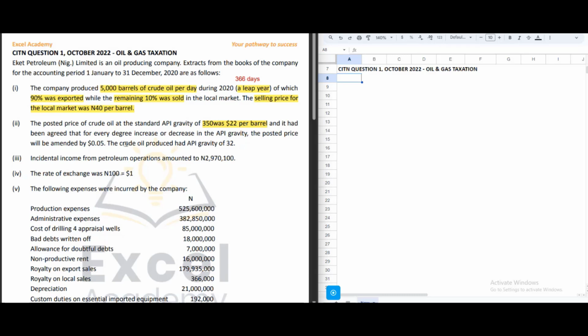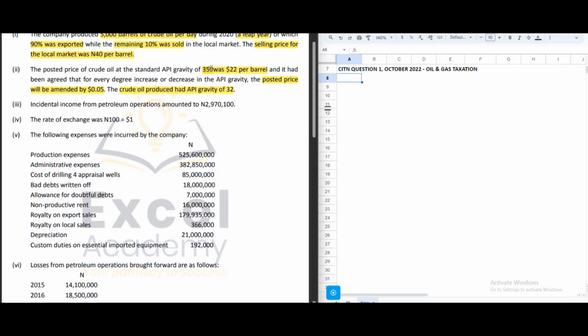But we're told it had been agreed that for every degree increase or decrease in the API, the posted price will be adjusted by 0.05. The crude oil produced had API gravity of 32, while the standard is 35 degrees. So the actual crude oil produced had API of 32, and we are going to adjust it. We are going to calculate the adjusted posted price.